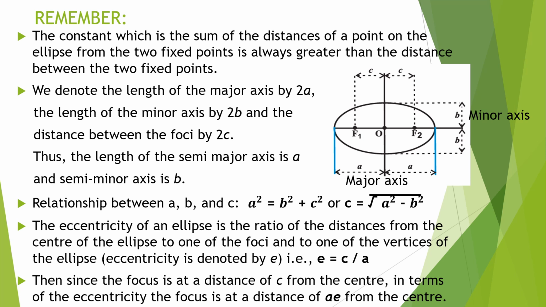We define another term. The eccentricity of an ellipse is the ratio of the distances from the center of the ellipse to one of the foci and to one of the vertices of the ellipse. That means, in short, eccentricity e is equal to c upon a. Correct? Now, e is equal to c upon a, so we can say c is equal to a into e. So since the focus is at a distance c from the center and c is equal to ae, in terms of eccentricity, we can say that the focus is at a distance of ae from the center.